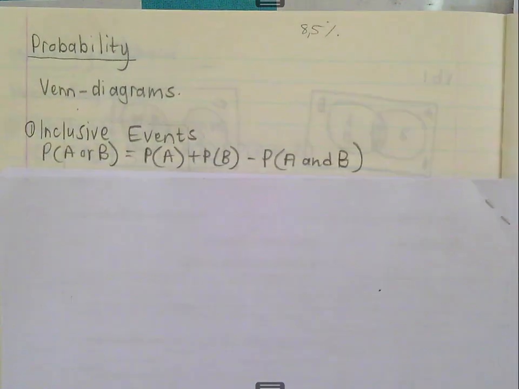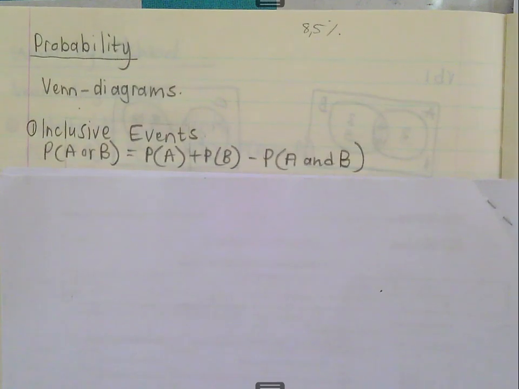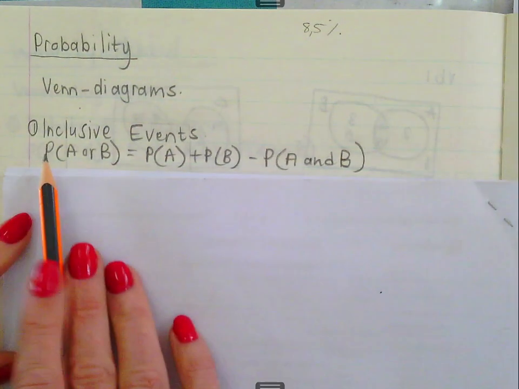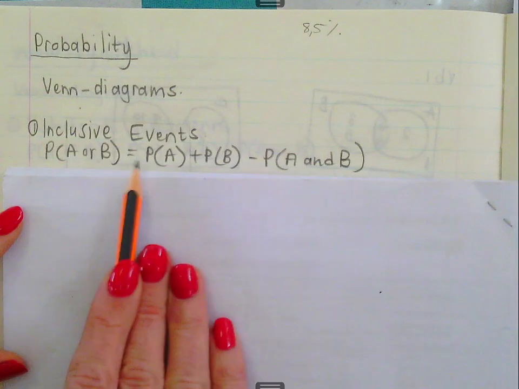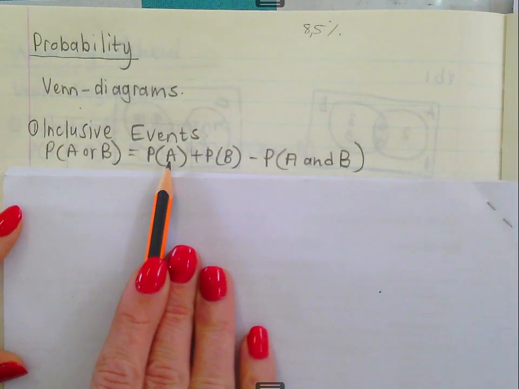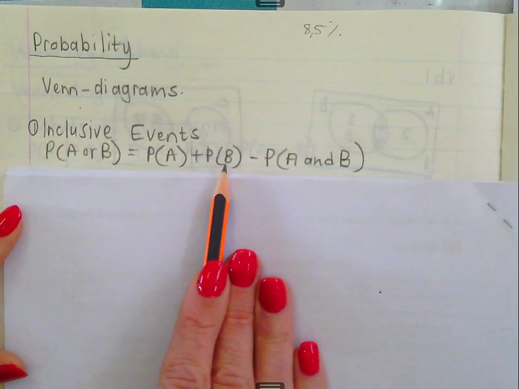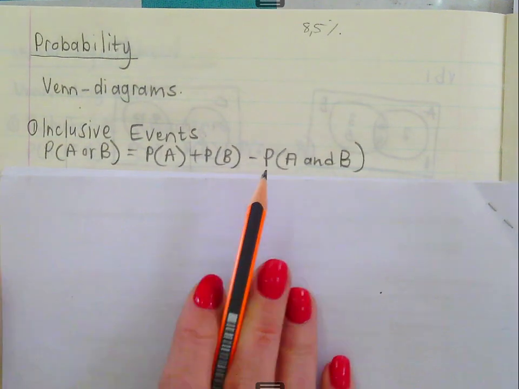So the first thing we're going to look at is inclusive events. Okay, so I want you to write down that formula. This formula reads as follows. The probability of getting A or B is equal to the probability of getting A plus the probability of getting B minus the probability of getting A and B.